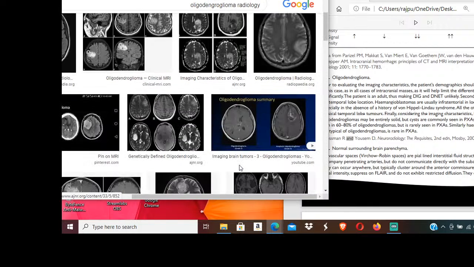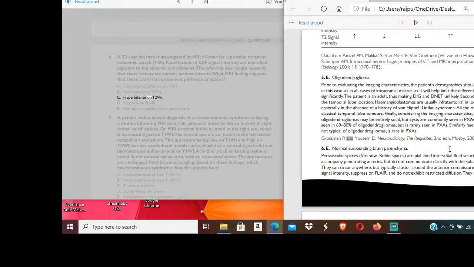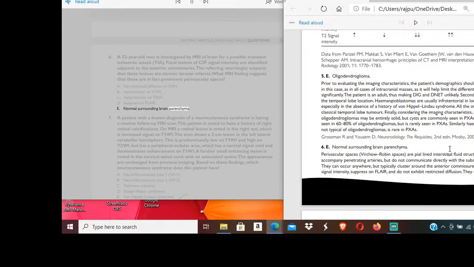A. No restricted diffusion on DWI. B. Hypointense on T1WI. C. Hyperintense on T2WI. D. Suppress on FLAIR. E. Normal surrounding brain parenchyma.